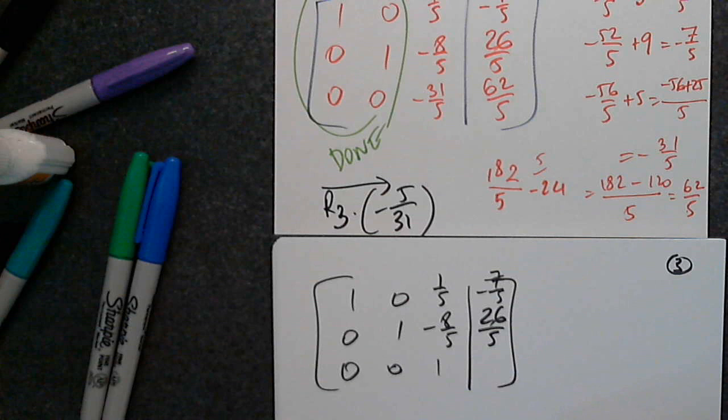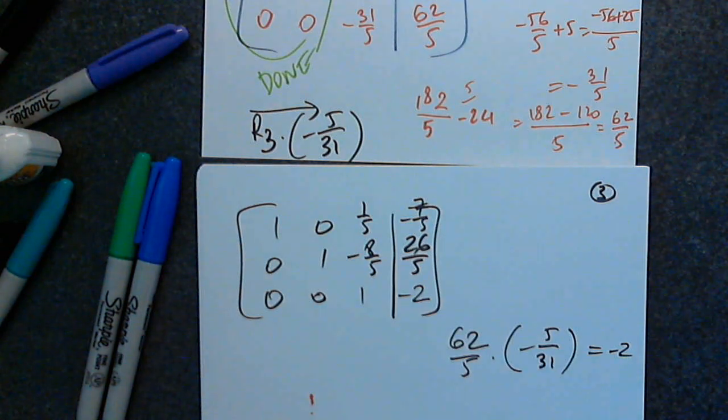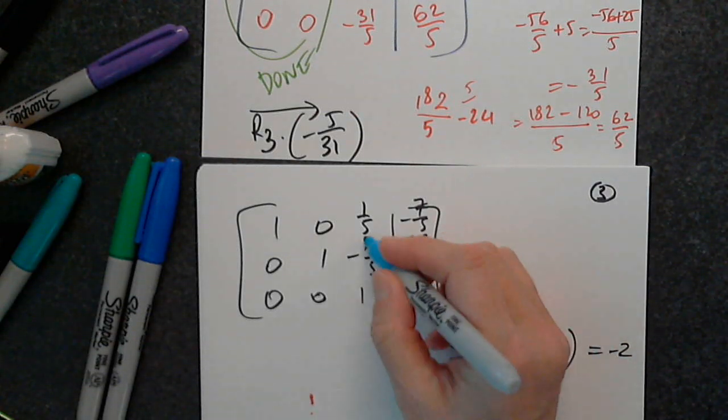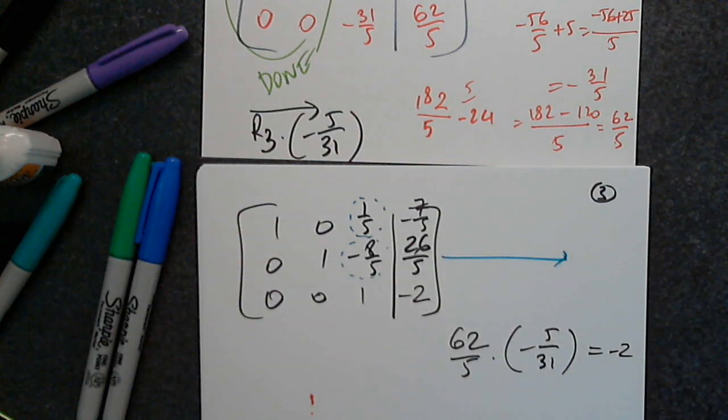Okay, so when I multiply 62 over 5 by negative 5 over 31, I like it because I get negative 2. So now, since we obtained the 1, all we want is to get the 0 here and the 0 here. This is the last step, so we know exactly which row we multiply. And we know it's row 3.